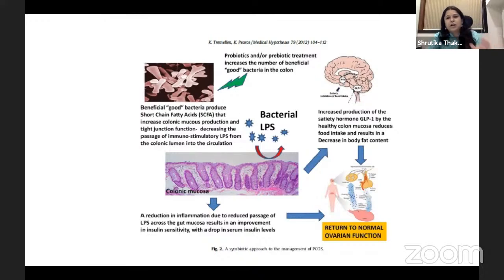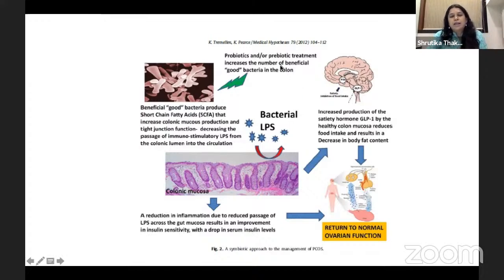Somehow a lot of patients are telling me that in PCOS we should go on a dairy free diet. Well, it is really, I don't know where this physiology is coming from. It is not like dairy is bad for PCOS patients.